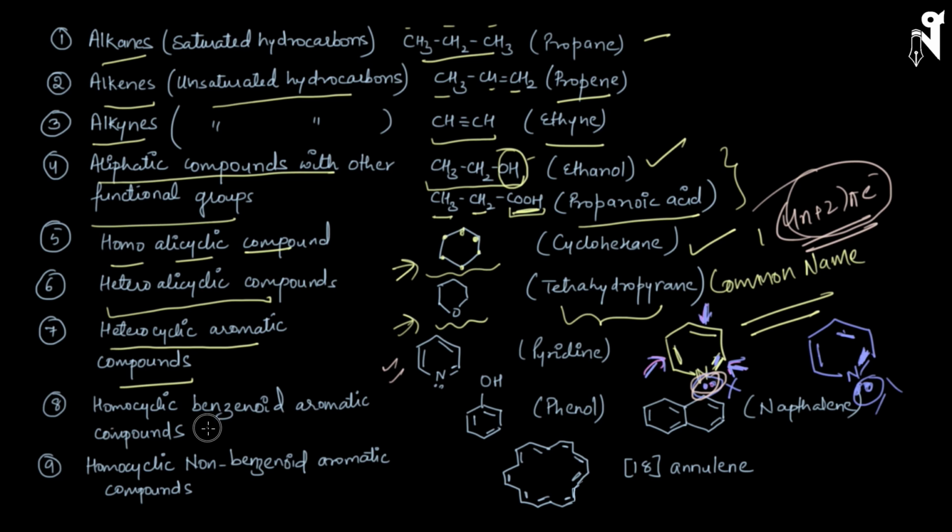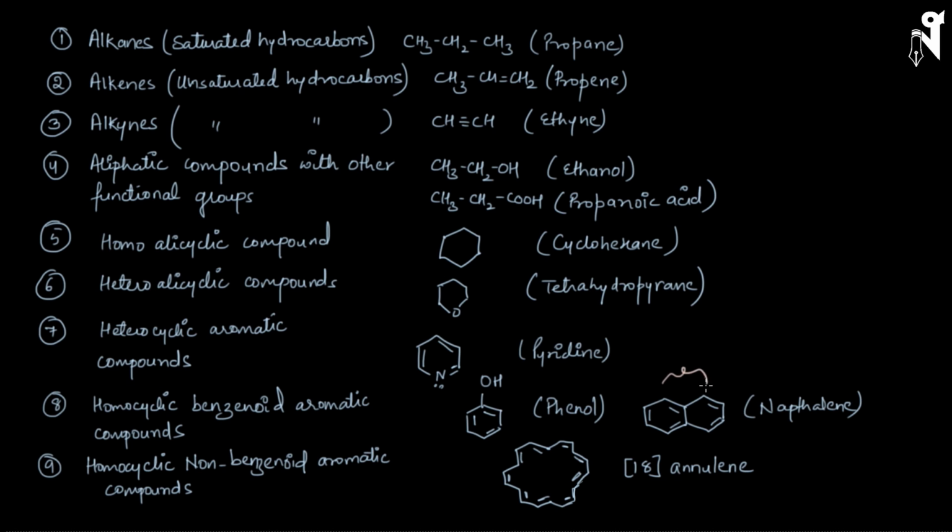Similarly, we have homocyclic benzenoid aromatic compounds. I told you benzenoids are the ones where the compounds are made up of benzene, or benzene itself comes under the category of homocyclic benzenoid aromatic compounds. So benzene with OH, or two benzenes attached to each other, all these will be considered homocyclic benzenoid aromatic compounds. This compound is called phenol. These two benzene rings attached to each other are called naphthalene, and we will talk about it in detail again, so do not get confused.